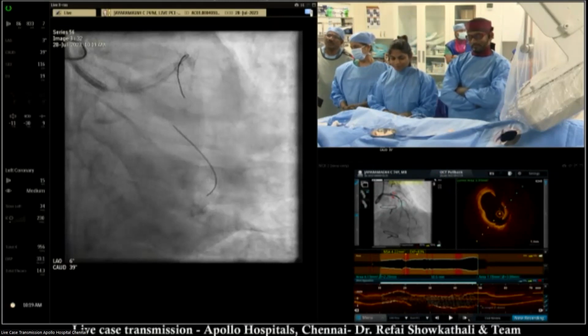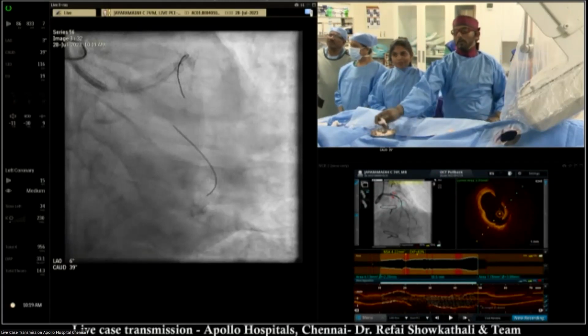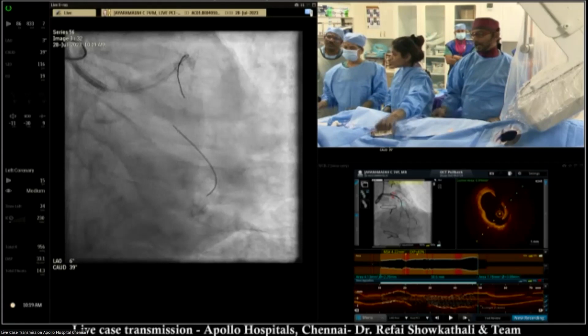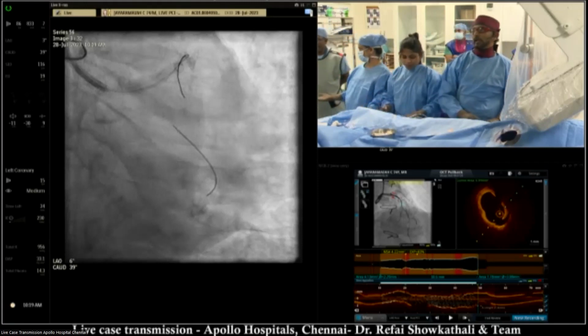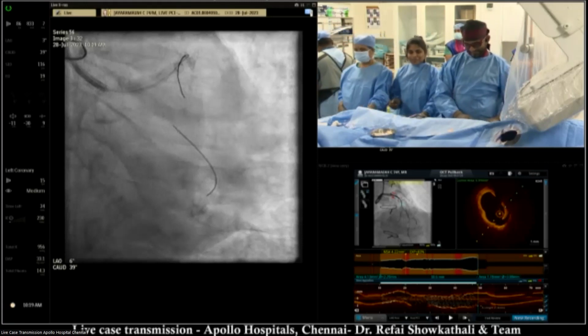Okay, Dr. Refai, I think you need to put a small stent in the proximal left main. I would just put an 8 millimeter. The length of the left main was quite long. He did not allow me to talk.